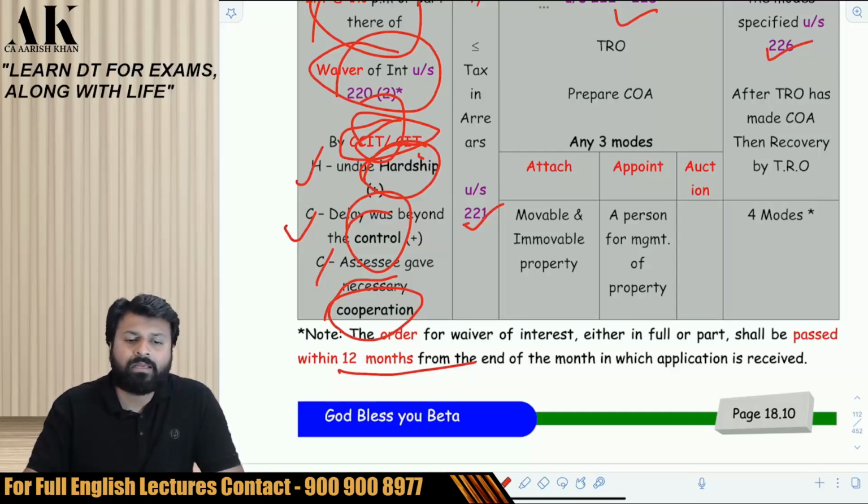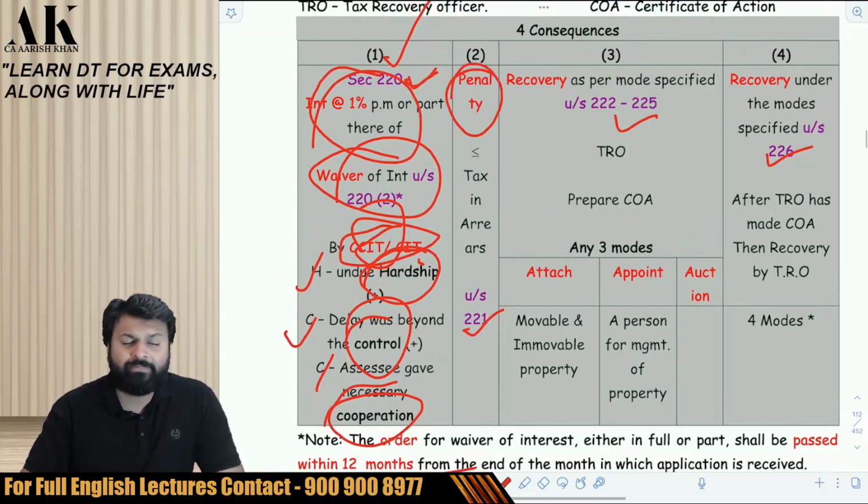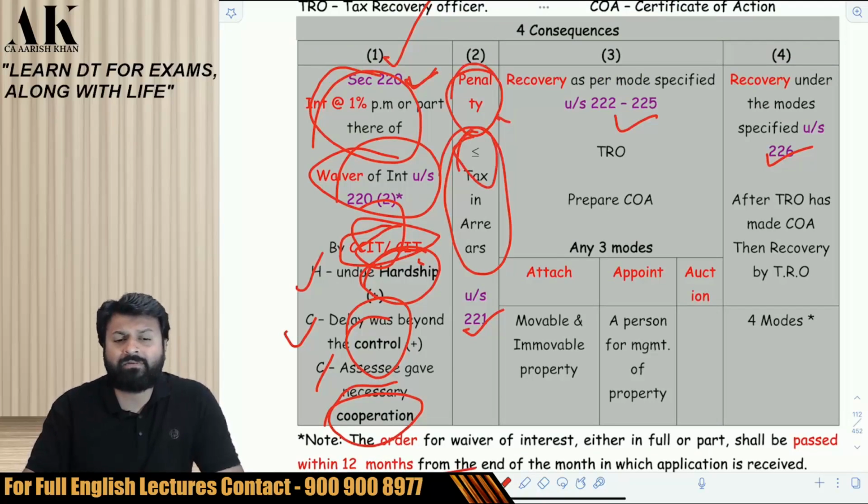Okay. After that, you will be liable for penalty. Penalty will be how much? It will be equivalent to tax in arrears. It cannot be more than tax in arrears. It can be equivalent or less than tax in arrears. Okay. It can be equivalent to tax or less than tax. It cannot be more than tax.